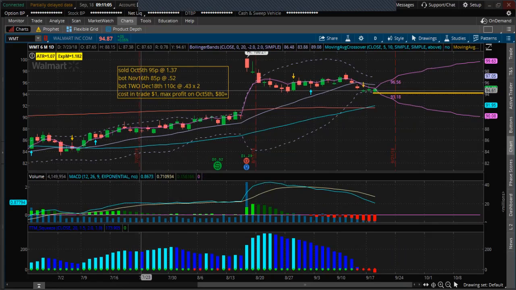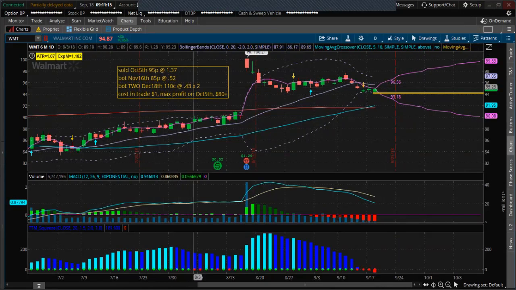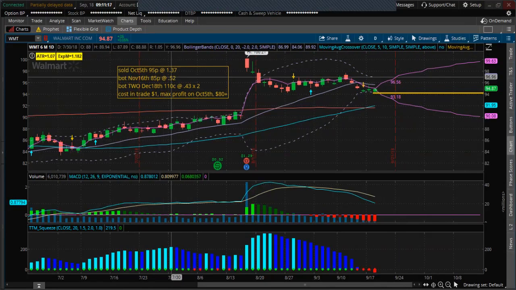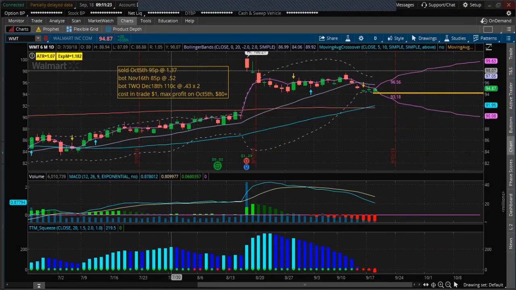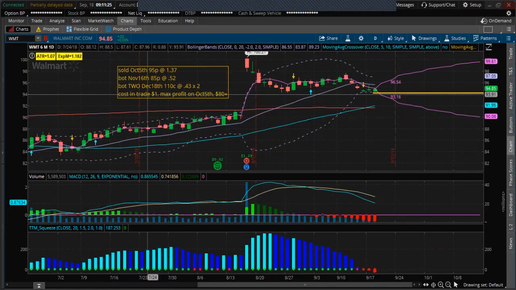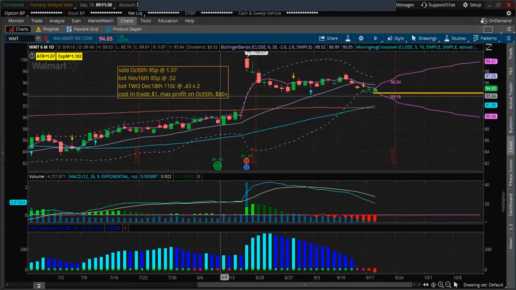Then I'm going to buy two of the December 18th 110 calls. Now, I don't think it's going to get to 110, but if it gets to November 1st and we're even up at 105 or something, that'd be great. So I bought two of those at 43. So if you add all this up, my total cost, what I bought here was 138, and I sold this for 137. So that means I have $1 cost in the trade, with the max profit on October 5th being 80 plus.